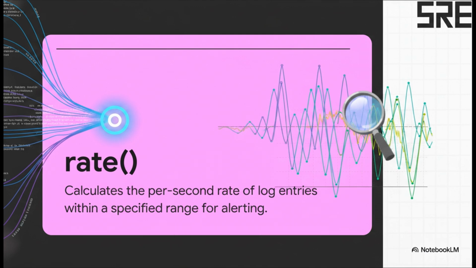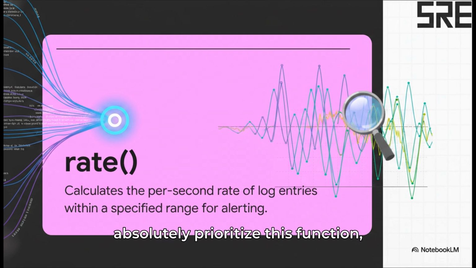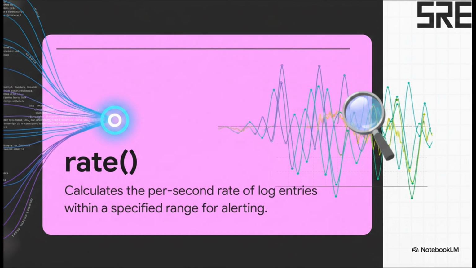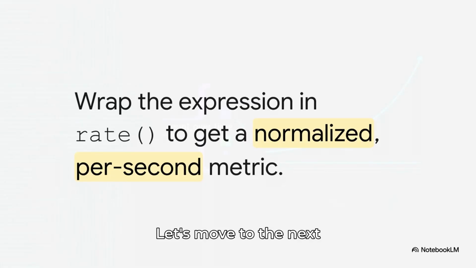Enter the rate function. It calculates the per-second rate of log entries within your specified range. Site reliability engineering teams absolutely prioritize this function because it gives you a high-signal, normalized input. Your alerts apply consistently, regardless of whether the service is pushing peak traffic or operating at minimum scale. Let's move to the next step and see how this builds. We take the exact same stream selector and error filter from before with the exact same 5-minute window.